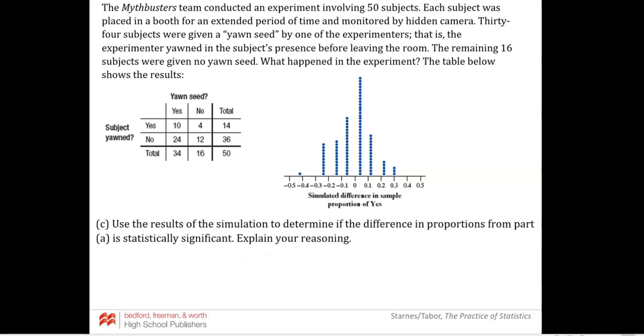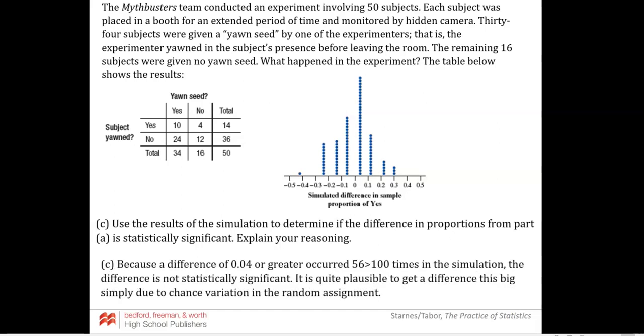So is it statistically significant? No, that's right in the middle almost of where the simulation was. 0.04 is not that unusual at all. So according to this, it doesn't seem like a yawn seed really made a difference. The interesting thing is Mythbusters actually said there was a difference. They said, yes, the yawn seed made a difference. But when you actually look at it statistically, 56 of the dots were 0.04 or greater, which is over half of them. It's quite plausible to get a difference as big as 0.04 simply due to chance variation in the random assignment. So that's our lesson for today.